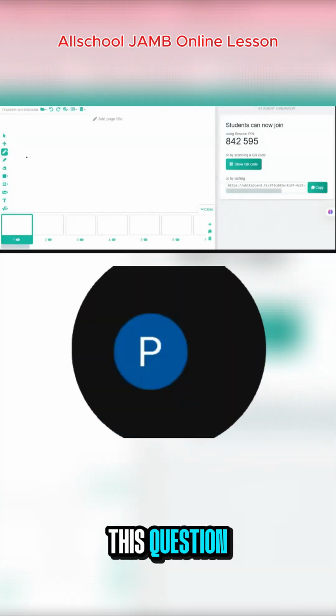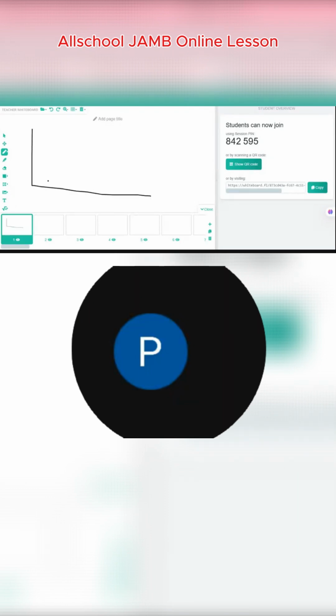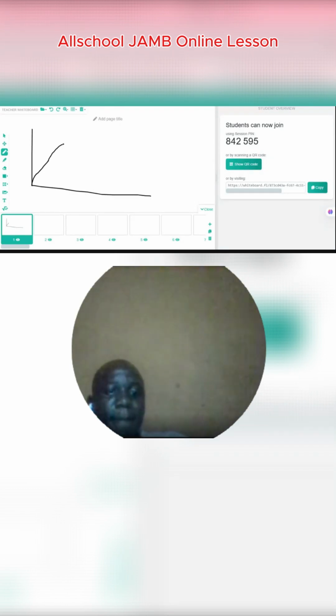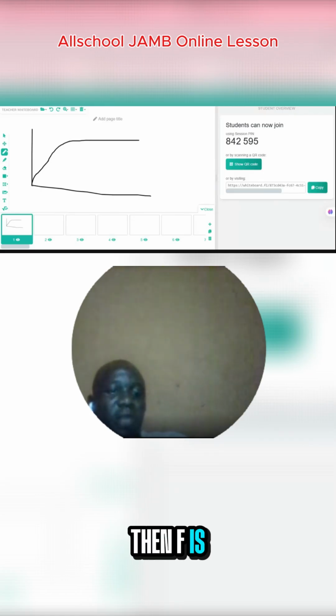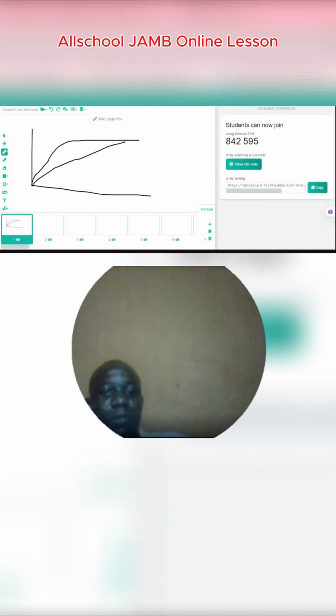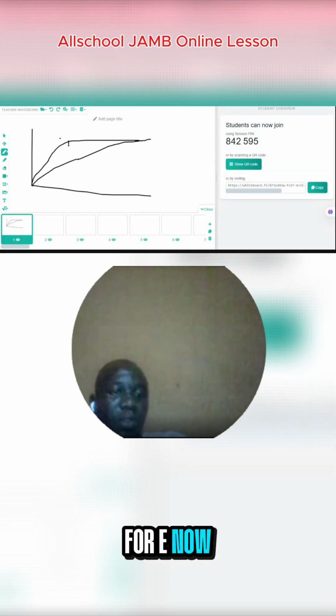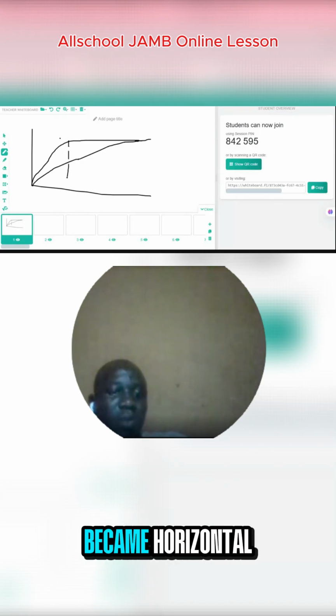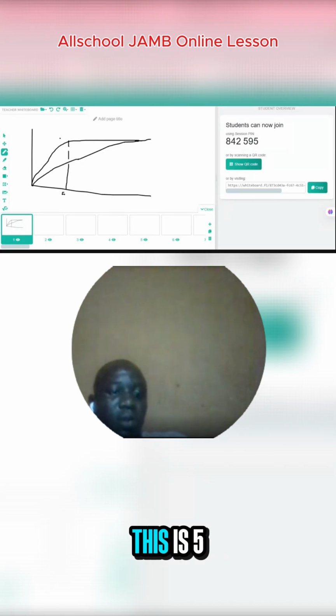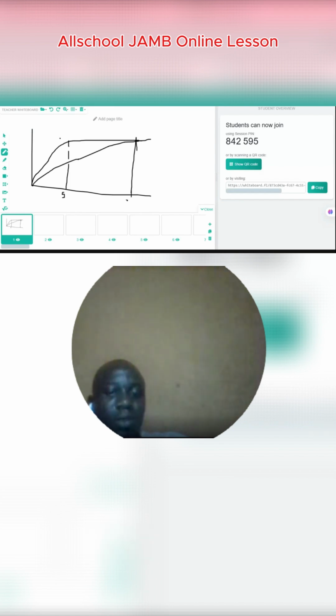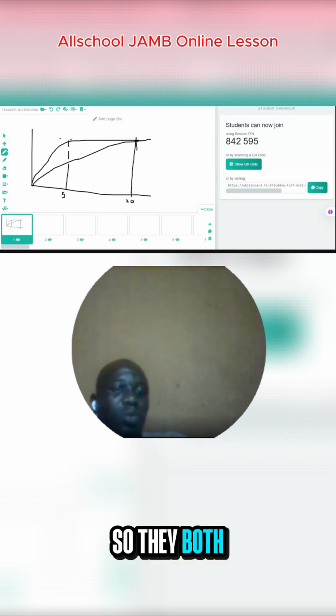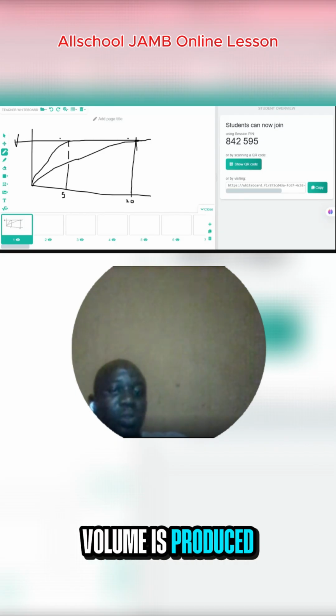Now let me try to make it clearer. Our E is like this. Then F is like this. So for E, the reaction stops here. You see that's where the line became horizontal. So let's say this is 5. Then that of F stops here. So let's say maybe 20 minutes. So at the end of the reaction, they both meet here. So they both produce the same volume. The same volume is produced.